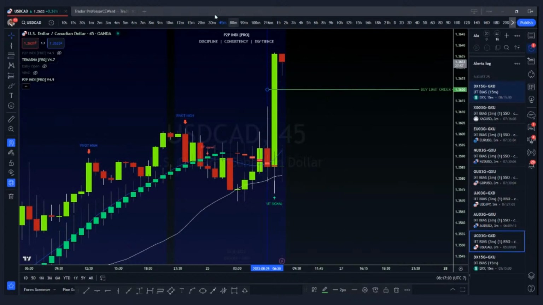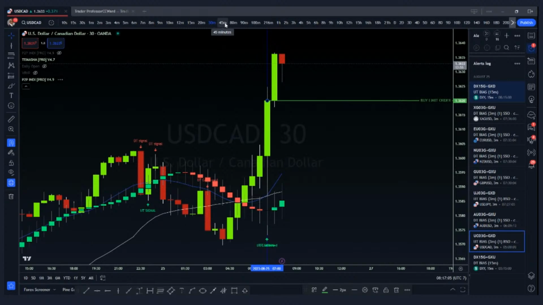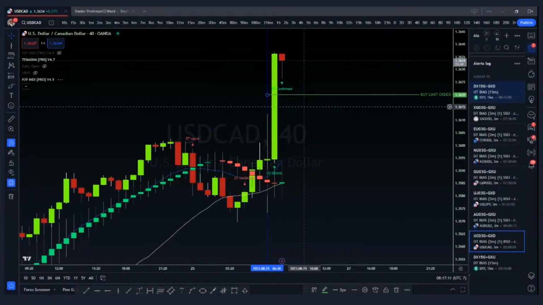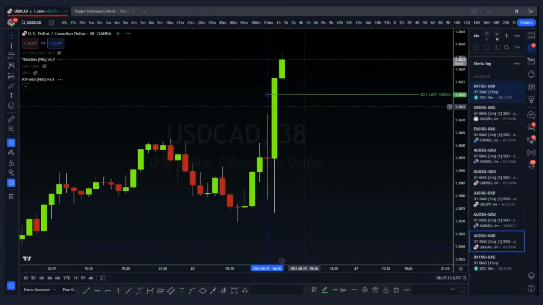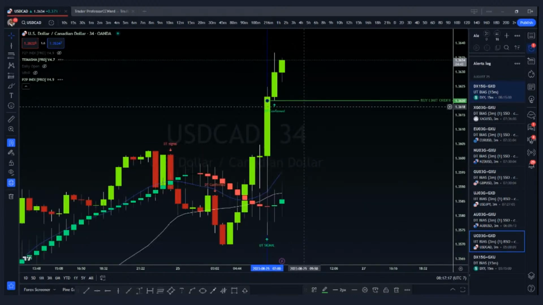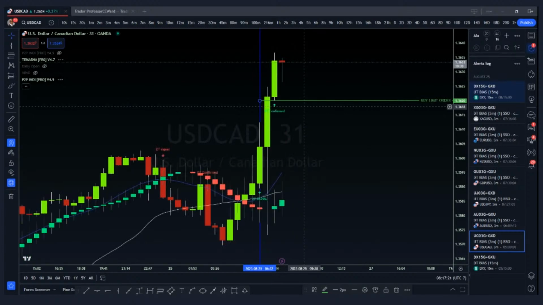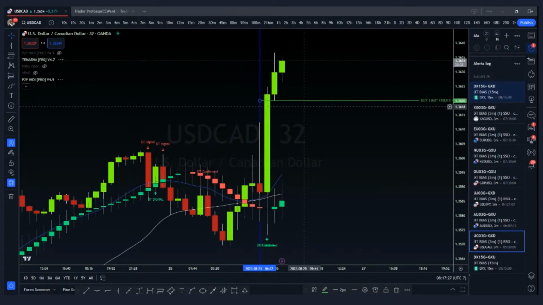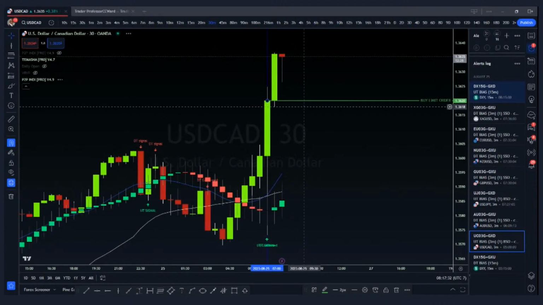Because I noticed that the 30-minute crossed and the 45-minute did not cross, I can go in between and do like a 40 and see if it crossed, and it didn't. 38, it didn't cross. 36 or 34, there's no cross on the 34-minute. 31-minute, it finally crossed on the 31-minute. If I go to 32, there's no cross.